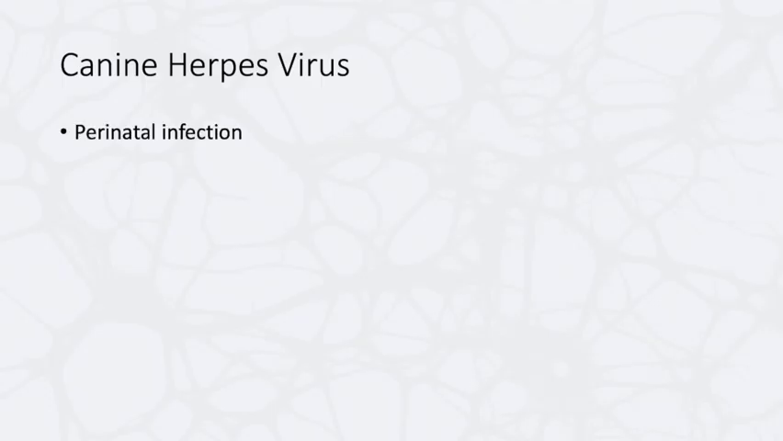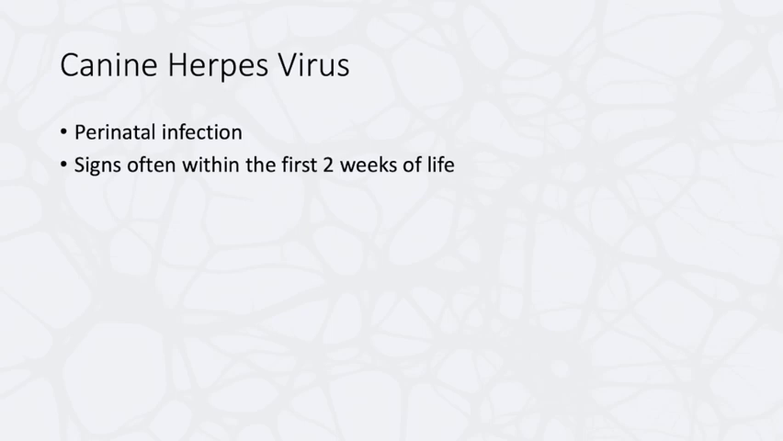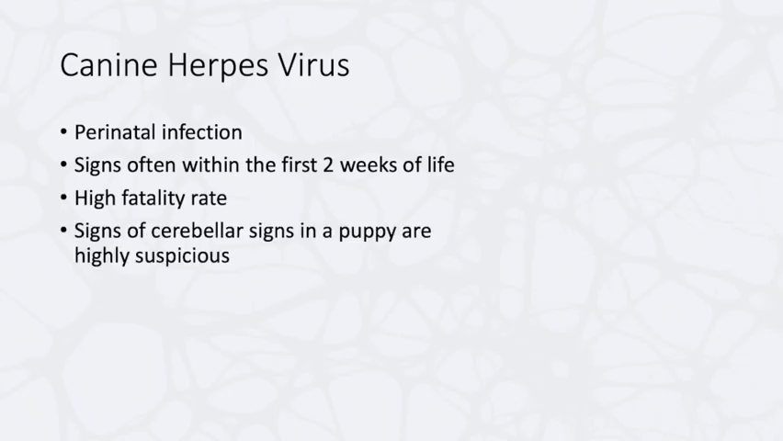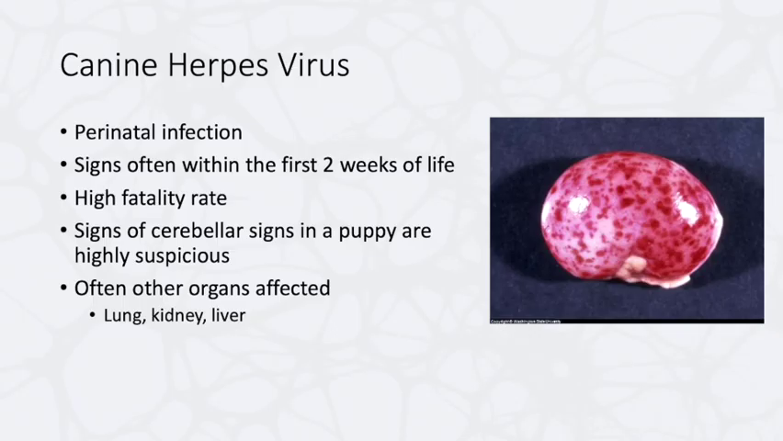Canine herpes virus is a little bit different. It's also a perinatal infection. It's thought to be for the same reason. Clinical signs usually occur within the first couple weeks of life when the animals start to move. This is a highly fatal infection, and there's usually other signs that are present too, other organs that can be affected with canine herpes virus.